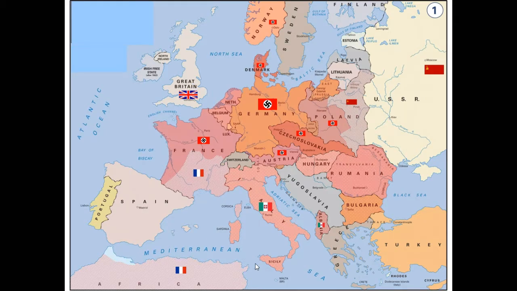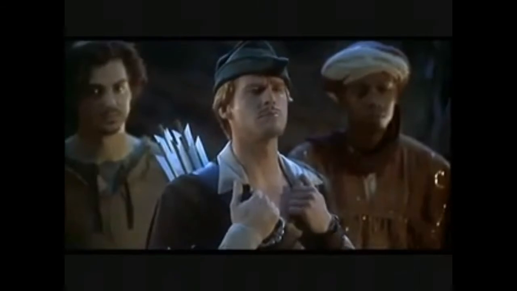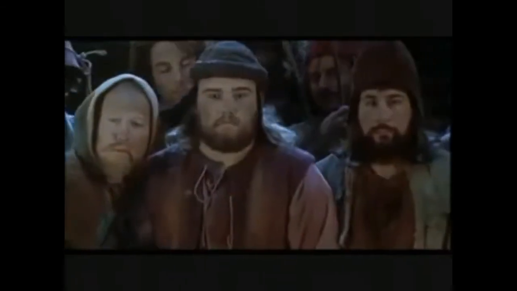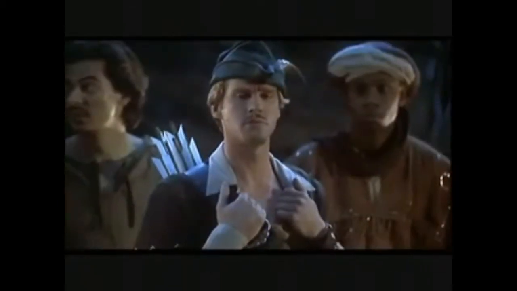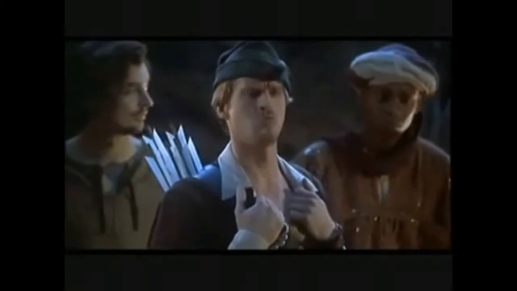We shall not flag or fail. We shall fight on the seas and oceans. We shall defend our isle, whatever the cost may be. We shall never surrender. Never have so many owed so much to so few.